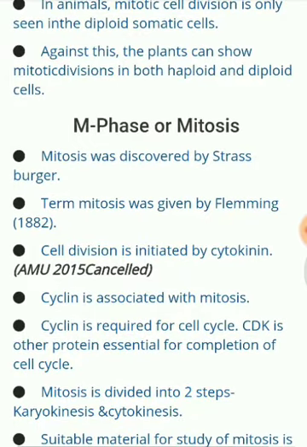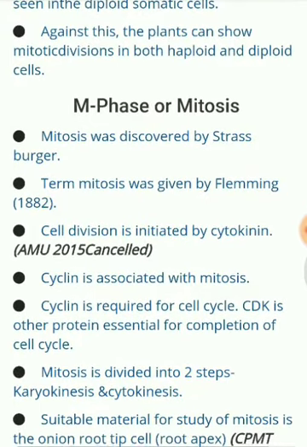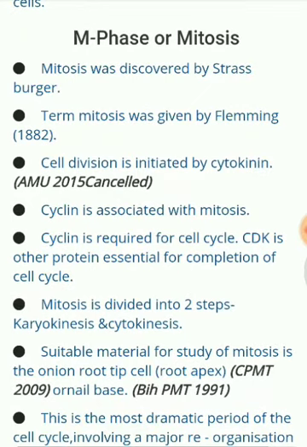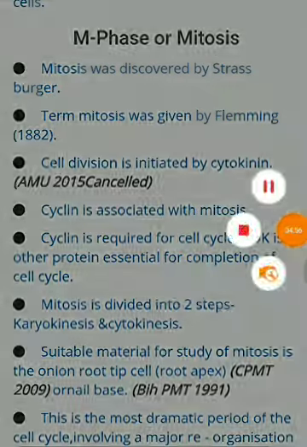Mitosis was discovered by Strasburger. The term mitosis was given by Fleming. Cell division is initiated by cytokinin. Cyclin is associated with mitosis. Cyclin is required for the cell cycle. CDK, another protein, is essential for completion of the cell cycle.